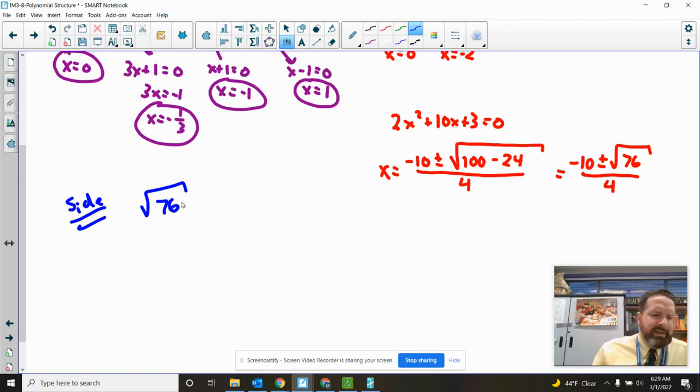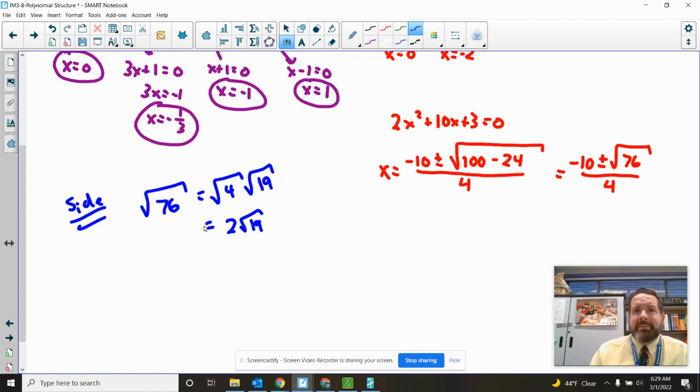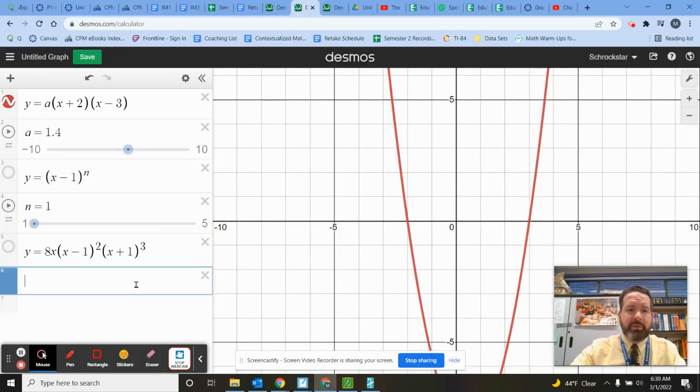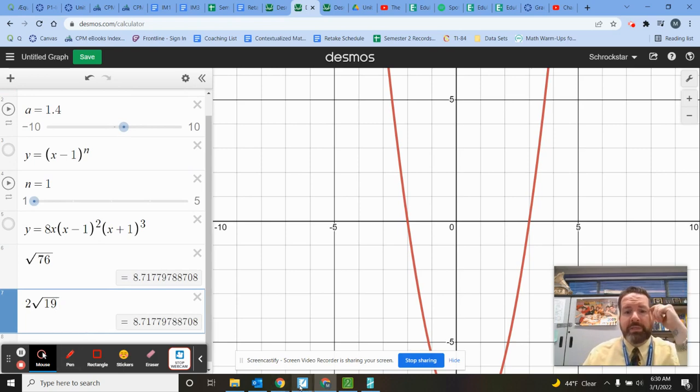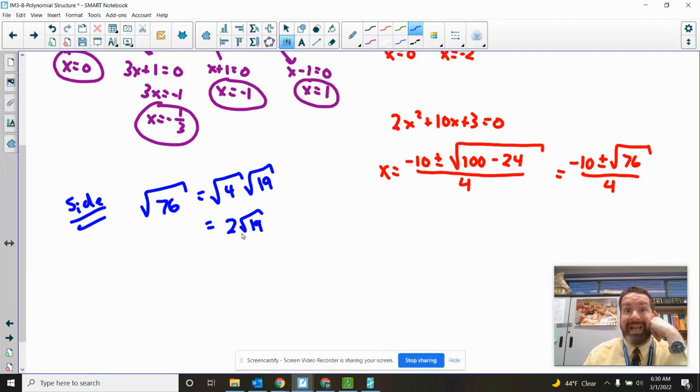76 divides evenly by 4. So if I wanted to, which I do, I can write 76 as 4 times 19. The reason I do that is that the square root of 4 actually comes out to a nice whole number. Square root of 76 is the same thing as 2 square roots of 19. Just going to double check that real quick. So square root of 76 gives me this decimal. 2 times the square root of 19 gives us the exact same decimal. The reason we refer to the simplified version as simplified is because the numbers are smaller. It's easier to work with.